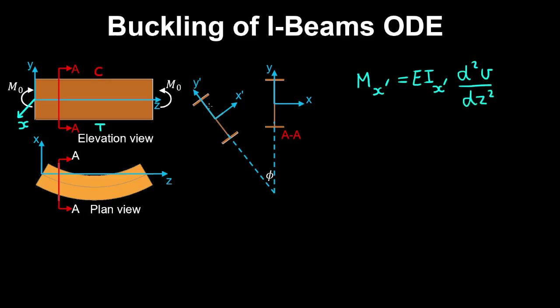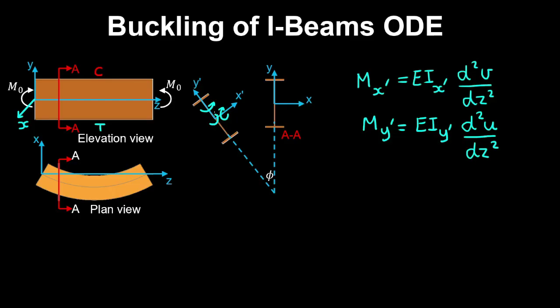So in its deformed state, the beam bends about the x dash axis, and it also bends about the y dash axis. So the other moment curvature relation is the bending stiffness, which is the Young's modulus by the second moment of area about the y dash axis, by the curvature, which is the second derivative of u, where u is the lateral deflection in the x dash direction with respect to z.